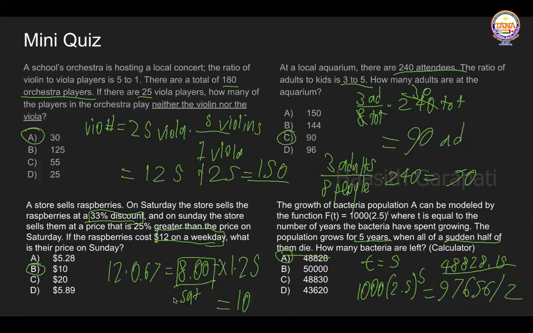And then it says on Sunday, the store sells them at a price that is 25% greater than the price on Saturday. So it's not looking at the weekday price, it's looking at the Saturday price. And it's 25% greater. In order to represent a 25% increase, we did $8 times 1.25. 1.25 represents a 25% increase, and we got a value of 10.